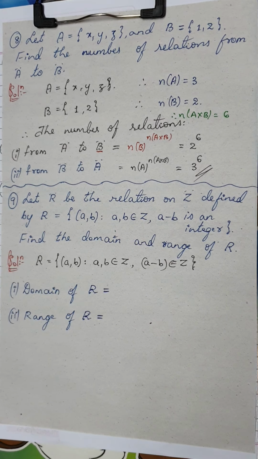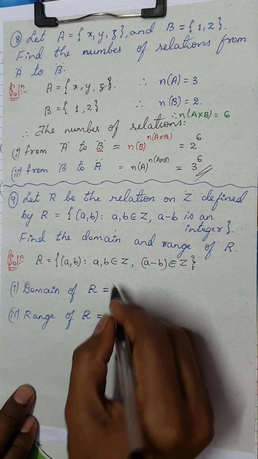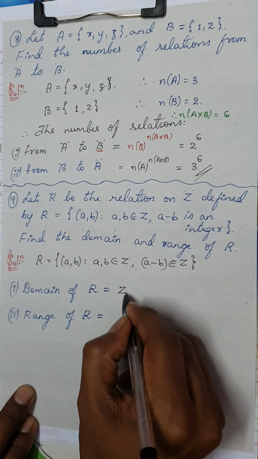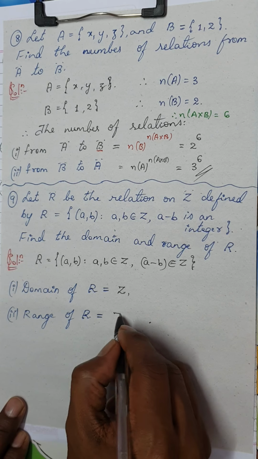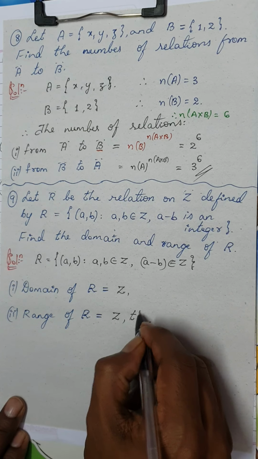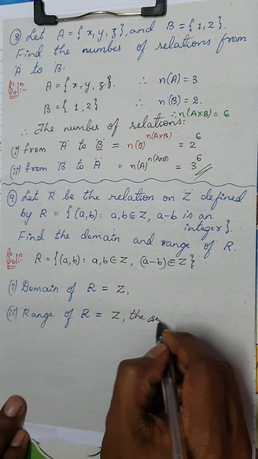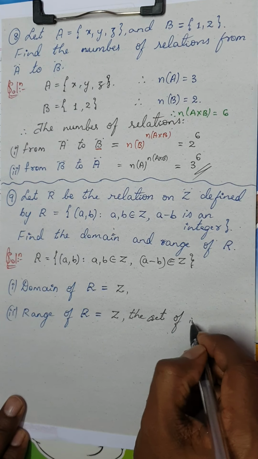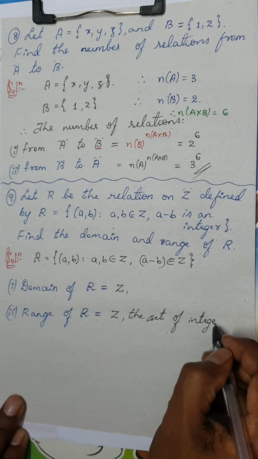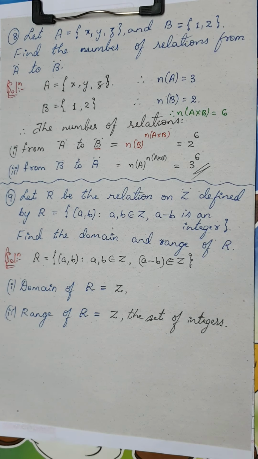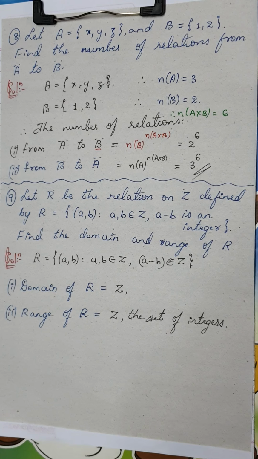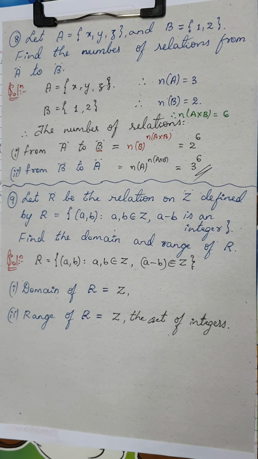So what is the domain of the relation? As I told you, the domain of the relation is Z, the set of integers, and the range of R is again Z, the set of integers. Is it clear? So this concludes the solution for this question and also for exercise 2.2.